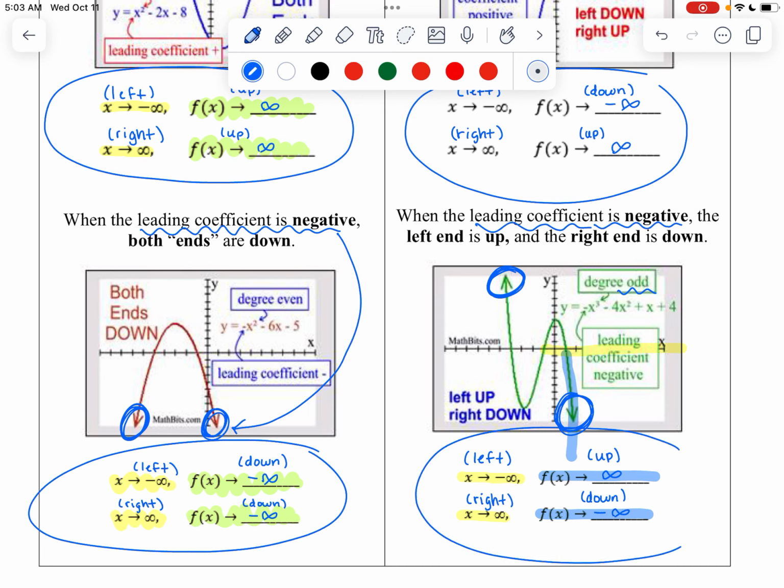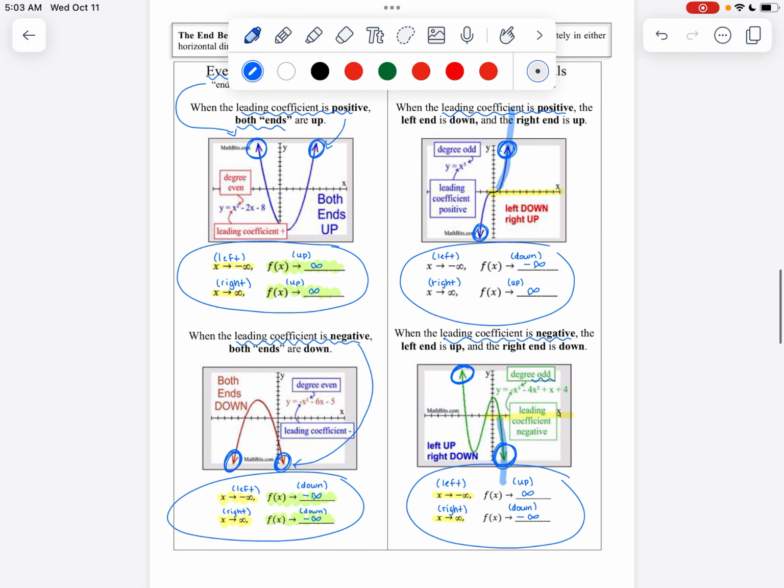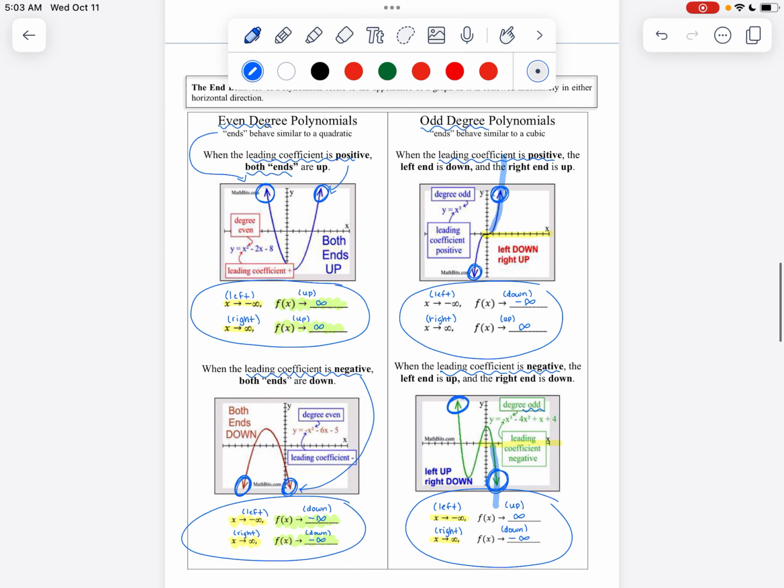And again, if you look at this end behavior notation, you should notice again that my f of x's are going towards two different infinities since they're going in opposite directions, since this is an odd polynomial. And these are the four scenarios of end behavior for polynomial functions. It's always going to end up in one of these four categories, depending on the degree and the sign of the leading coefficient.